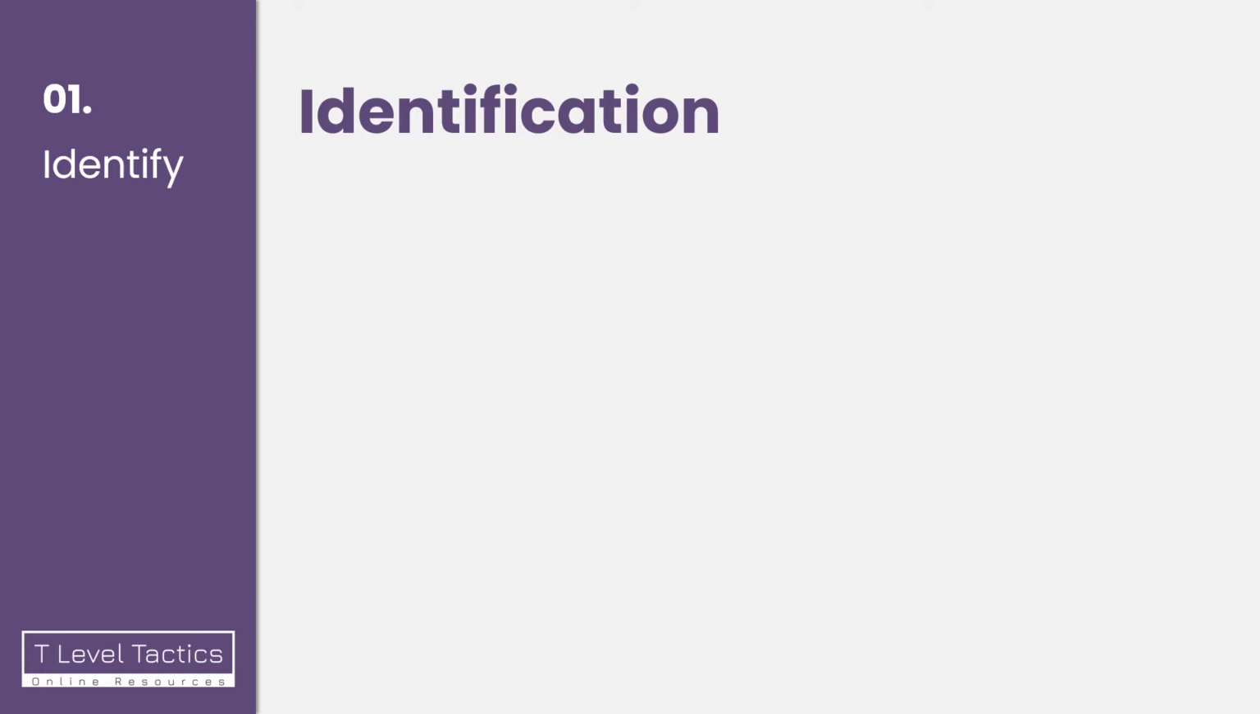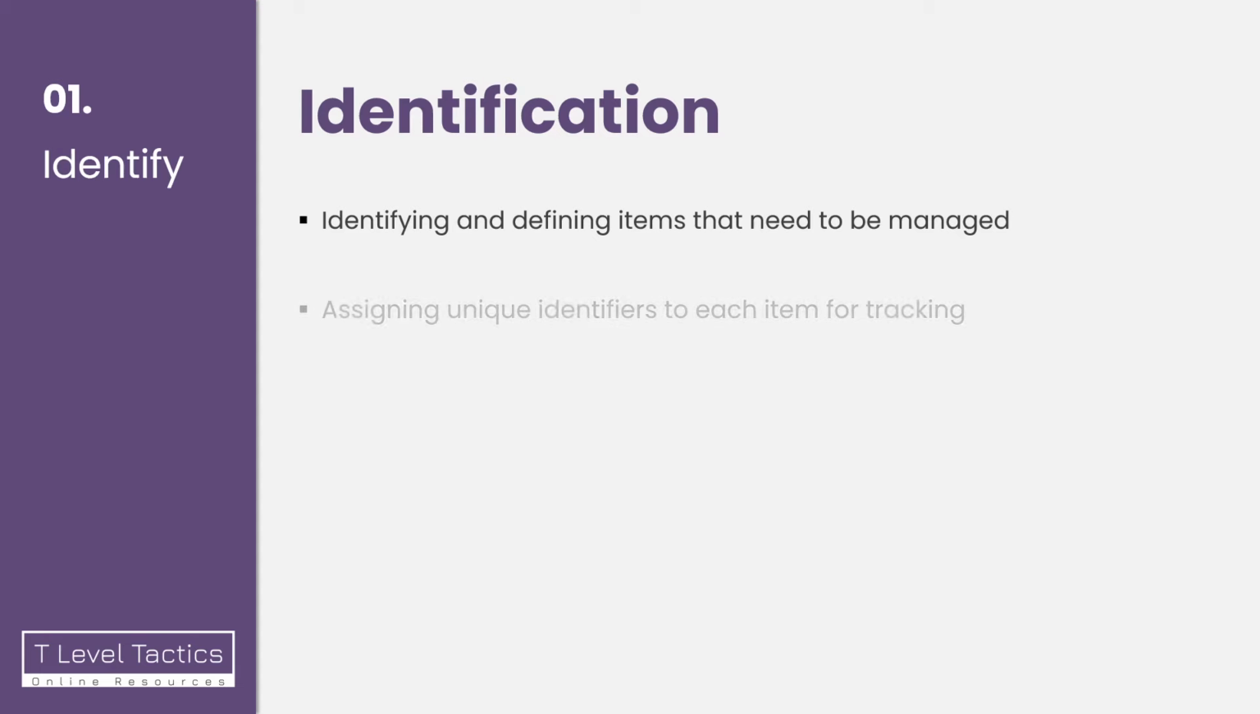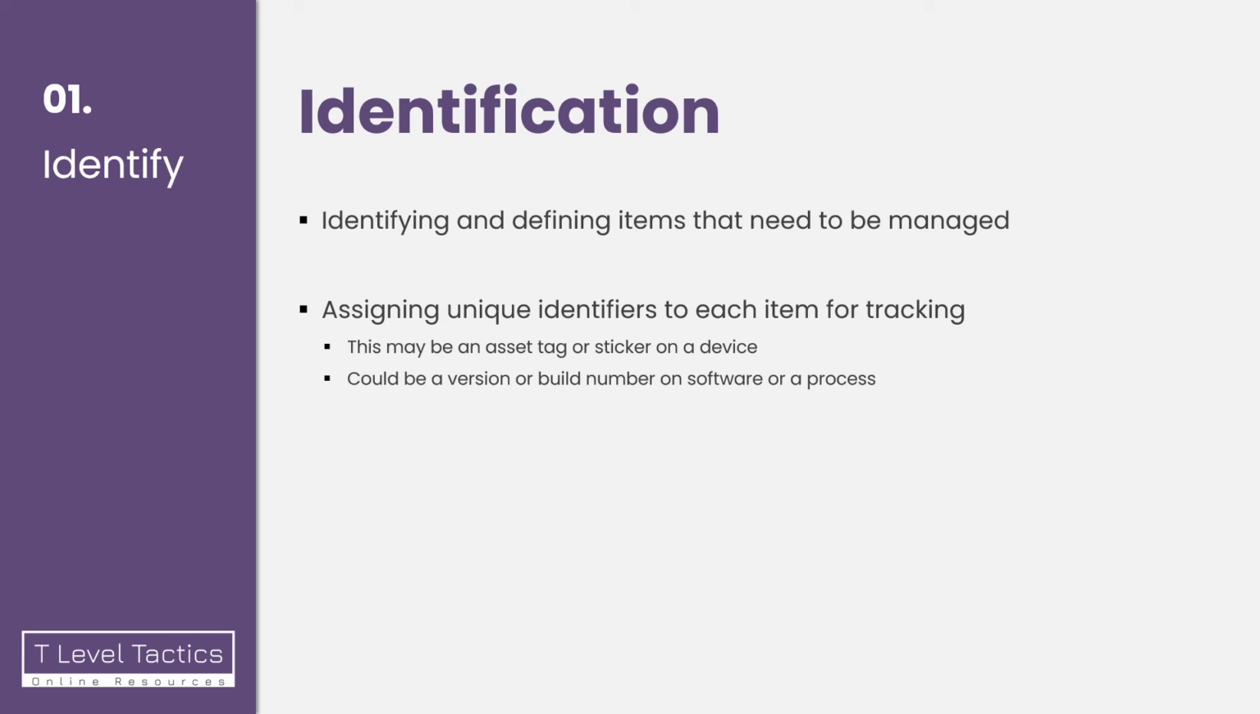Identification is the identifying and defining of items that need to be managed. It's assigning unique identifiers to each item for tracking. This could be, for example, an asset tag or sticker on a device that gives it a unique ID. It could also be a version or build number on software or a process. It's also about establishing links or relationships between items, and what works with what else.